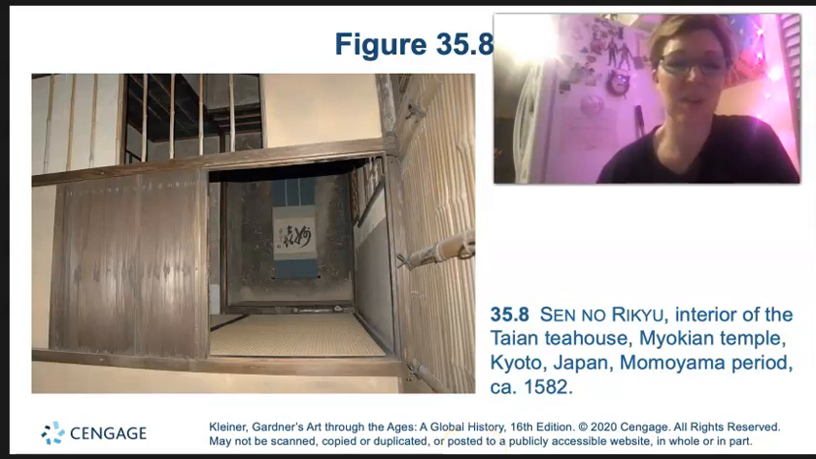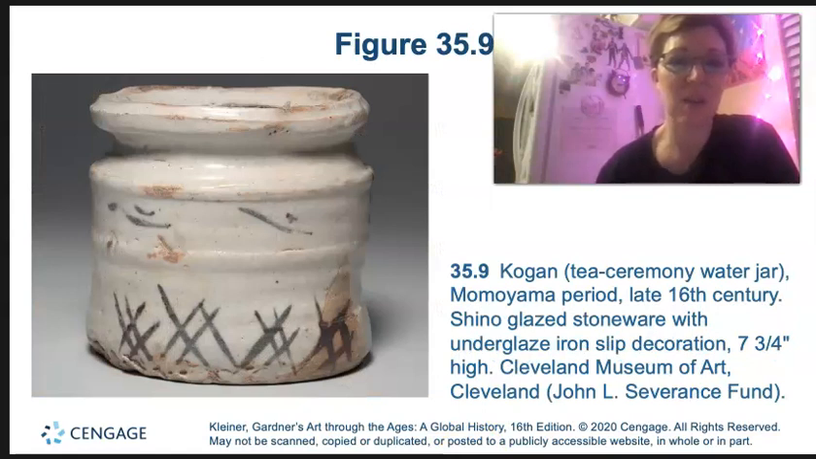That's kind of sweet. This is a Kogen tea ceremony water jar. The term that is used to describe this tea ceremony water jar of the Momoyama period is a Kogen. An accurate description of Shino-ware, this is Shino glazed stoneware, is simple forms with rough surfaces.